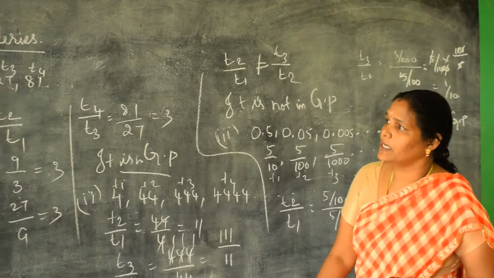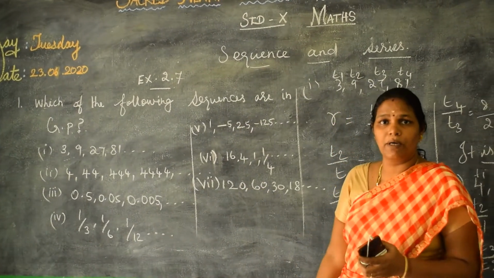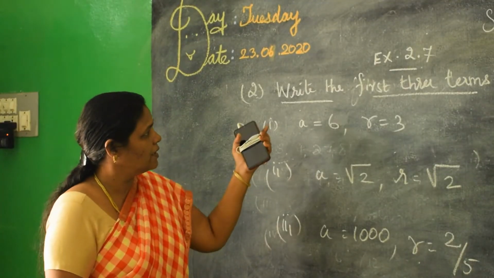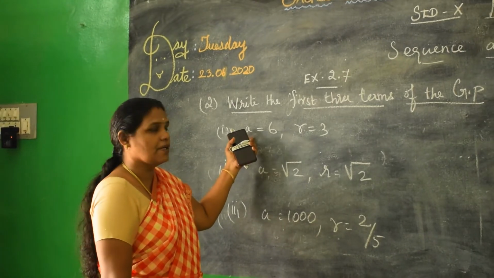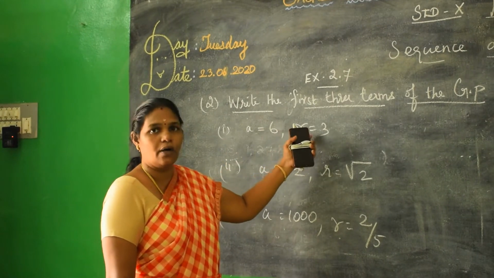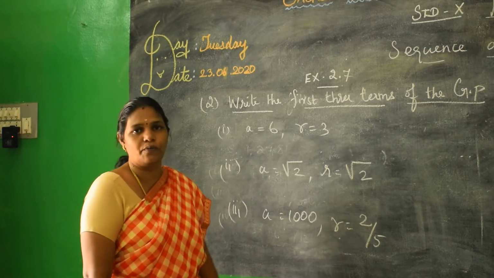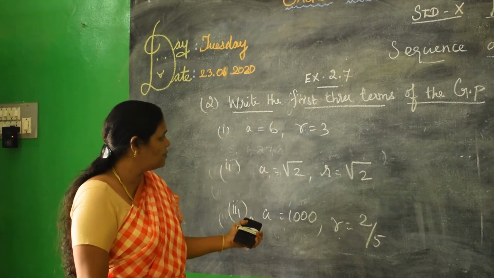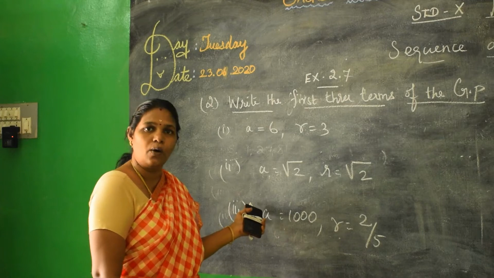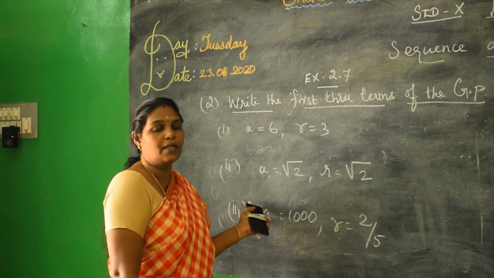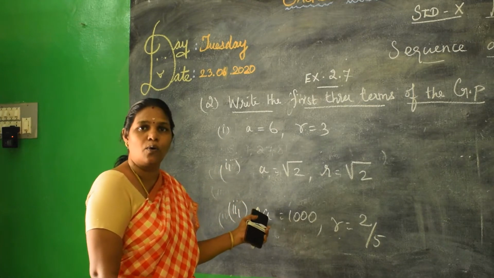Got it, children? So as I said before, I have done the first 3 problems and the remaining 4 problems will be your homework problems. The next problem: write the first 3 terms of the GP. Here A, the first term, is given and the common ratio R is given. Now we want to form the GP, the first 3 terms. In this one they have given 3 problems. I will do 2 problems. The third problem will be your homework problem. So again I am saying, listen carefully. First 2 problems I will do myself and the third one is your homework problem.